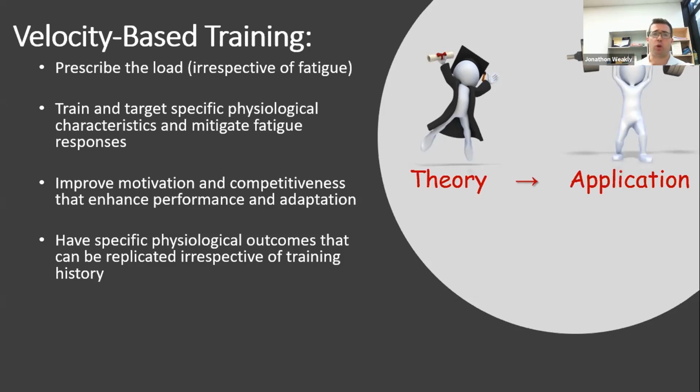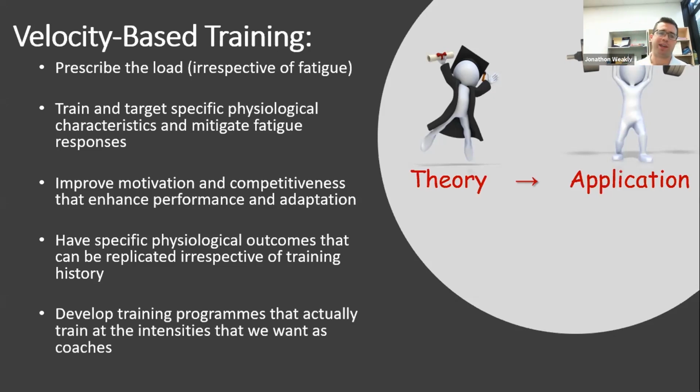The next thing we also know with velocity-based training is that we can have specific physiological outcomes that can be replicated over time. With traditional percentage-based training, we often test them at the start of a mesocycle and then again at the end, but we don't account for what's going on between. But with velocity, we can control for these differences.